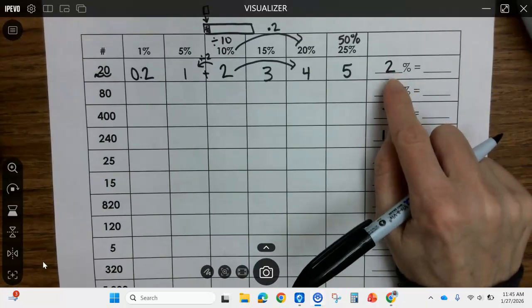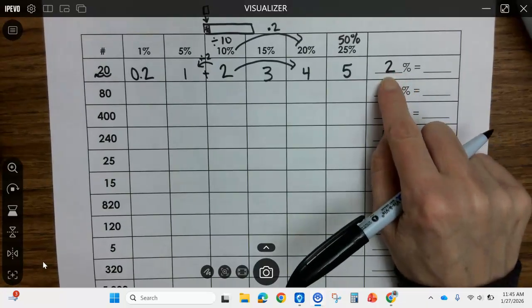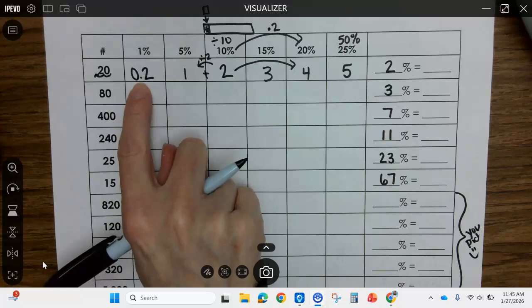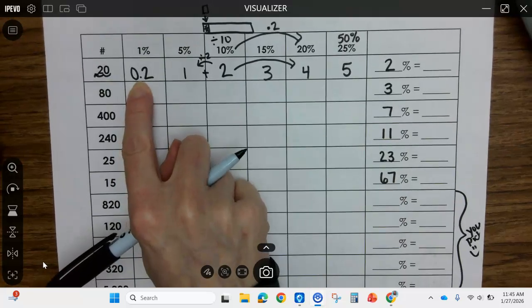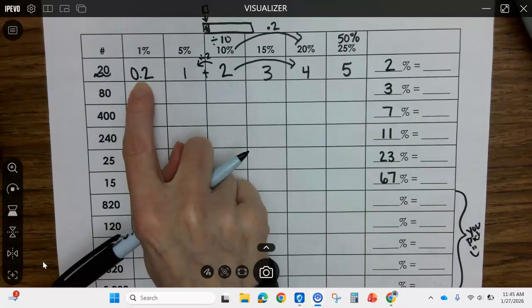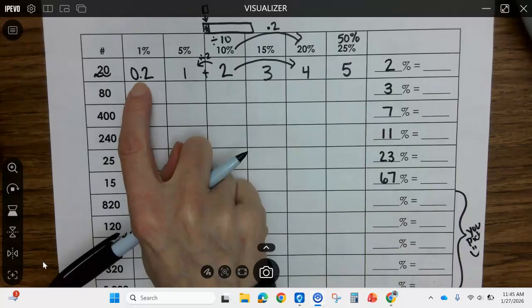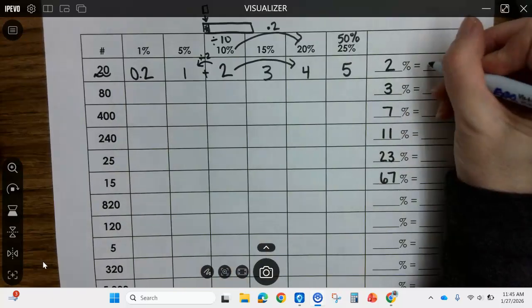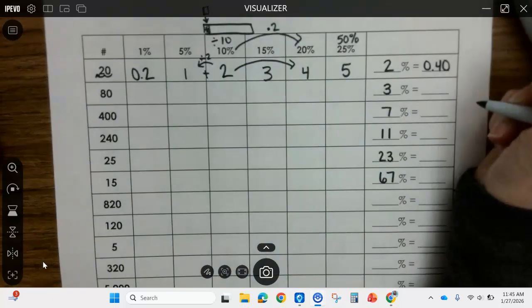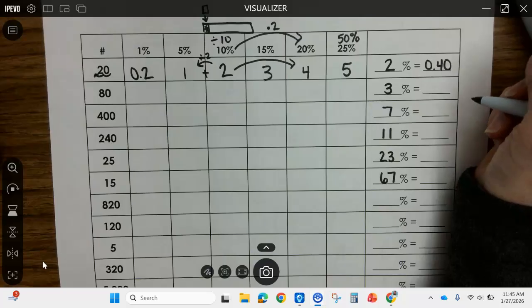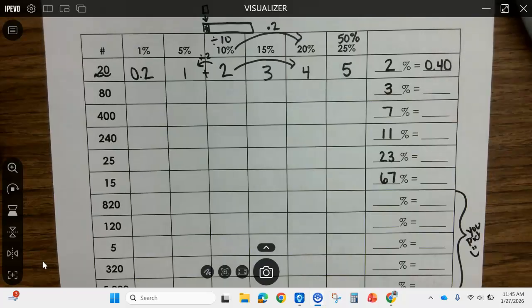All right, then I'm going to find 2%. If I know 1% is this, 1% plus 1% is 2%. I'm going to think about this as 20 cents. So 20 cents plus 20 cents is 40 cents. All right, let's try another because this side is a little bit trickier.